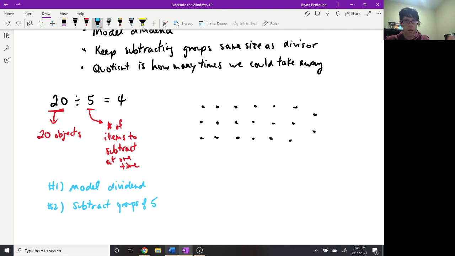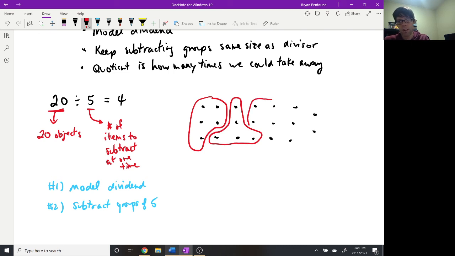Okay, so I'm going to use my red pen here to circle groups of 5 and just start taking them away. It's kind of like the takeaway model, but we just keep doing it until we can't anymore. So here is a group of 5: 1, 2, 3, 4, 5. I can make like a T or something here. There's another group of 5.